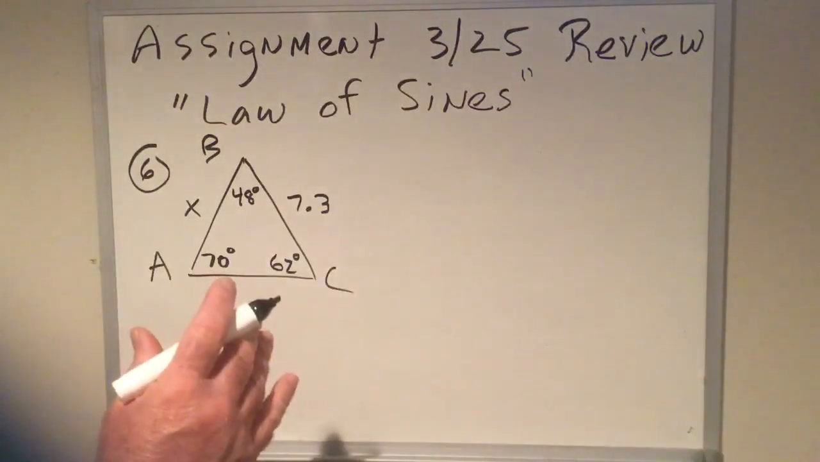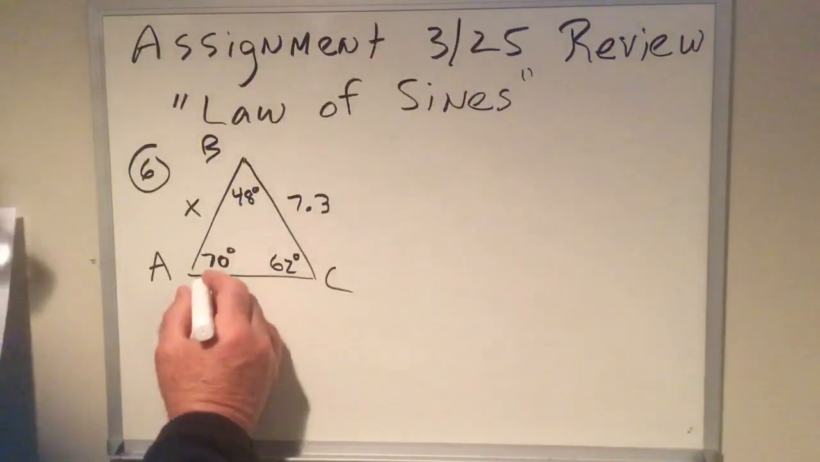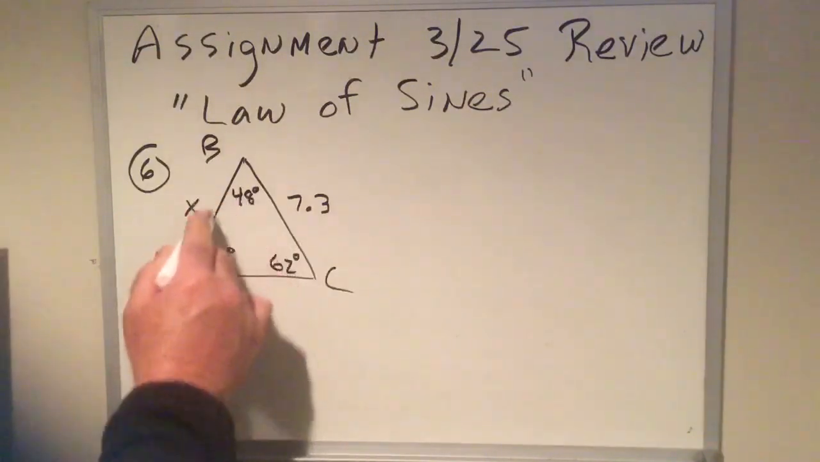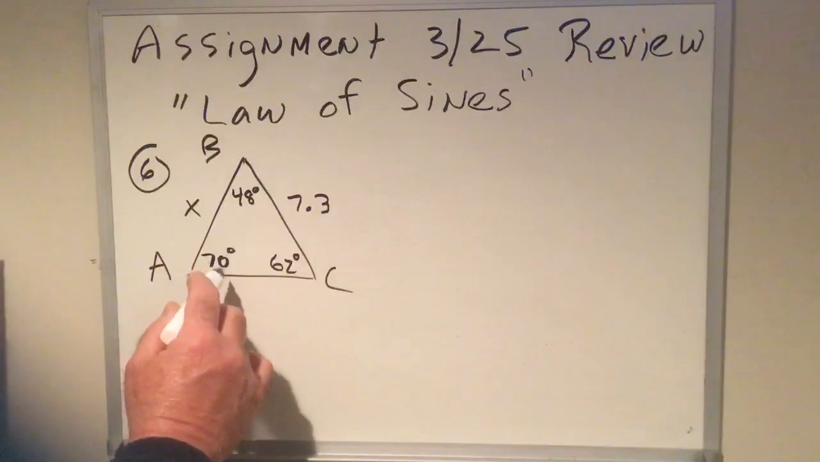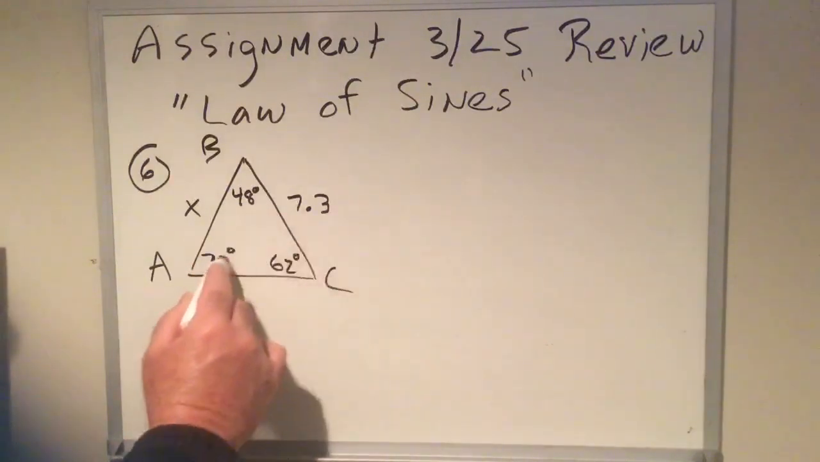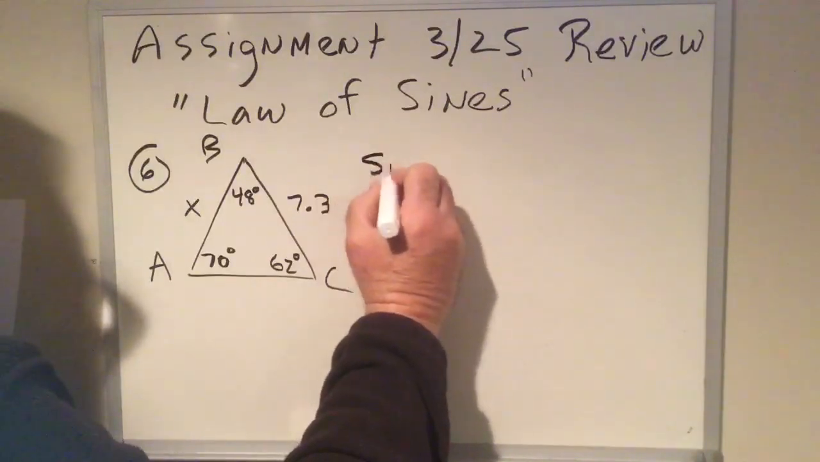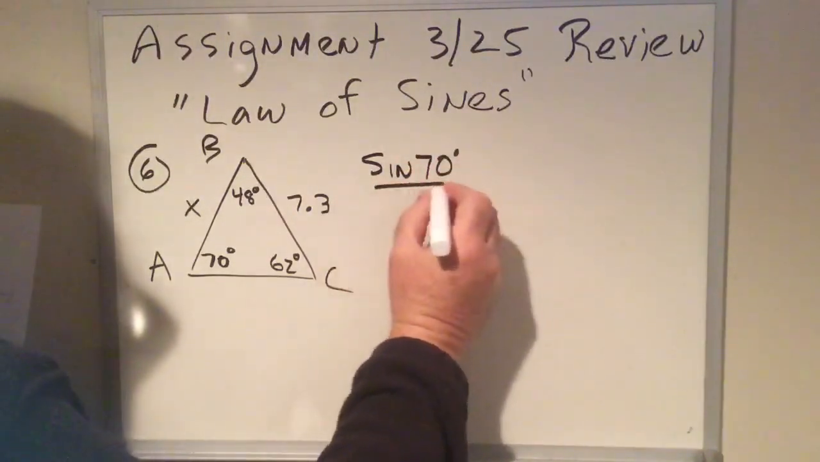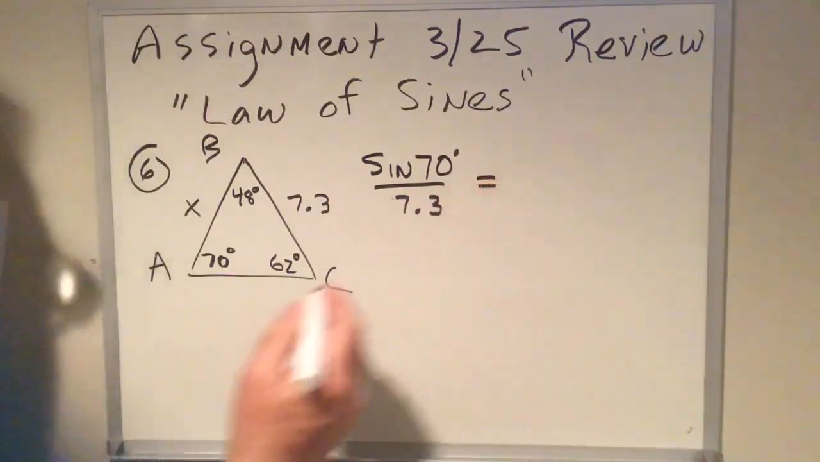You could look at yesterday's video again, but the proportions go like this. Find an angle that you know, an angle measure, and a side length across from it that you're aware of. That would be this relationship right here. So you have a ratio of the sine of a 70-degree angle over 7.3, equals.